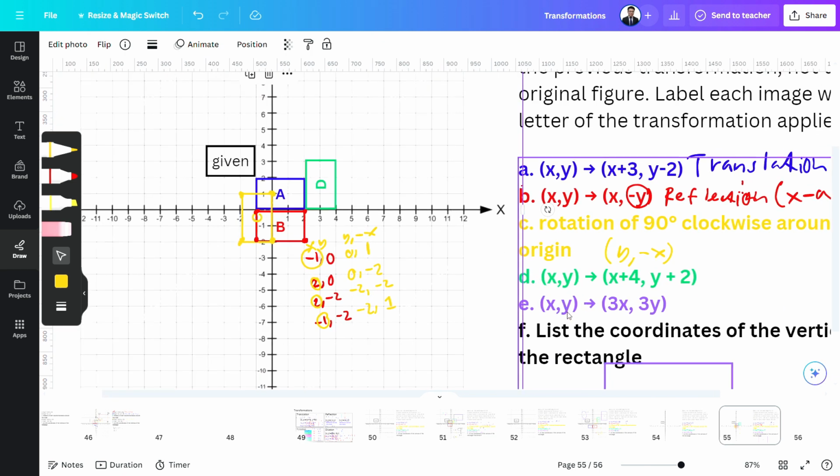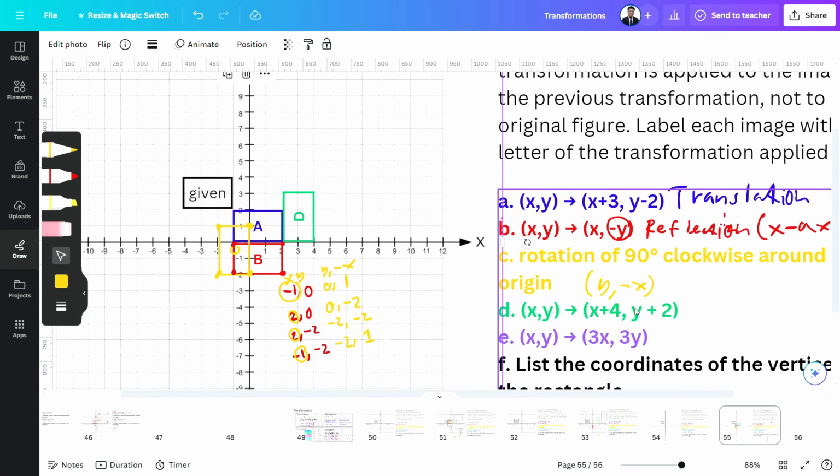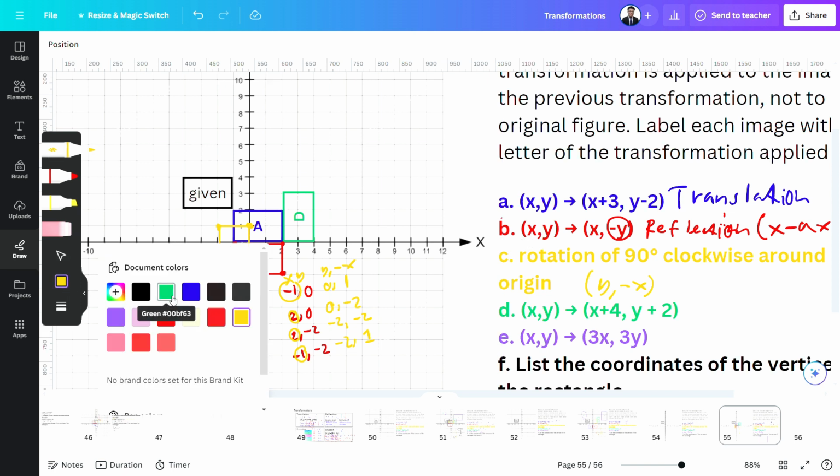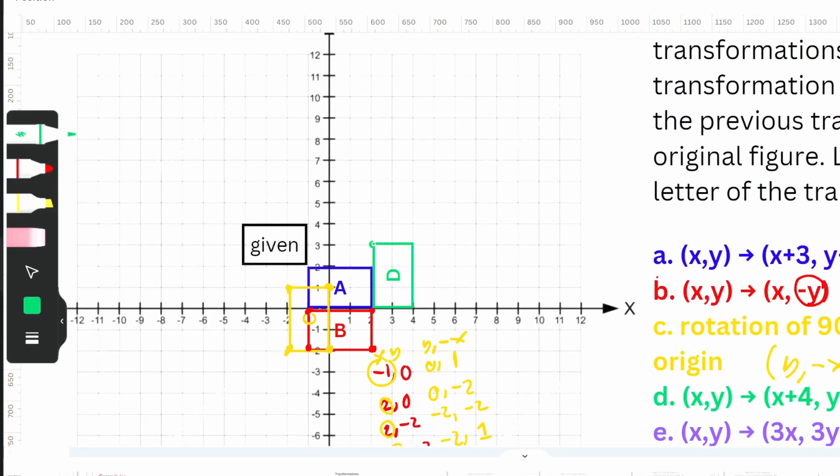And last one, letter E. So it's again another dilation. Okay, letter E is dilation. However, what is our scale factor here? It's 3. Okay, and to do that one, let's get first the coordinates of letter D. What are our coordinates for the figure D? Let's get first this point here. What's this point? This is 2, comma 3.